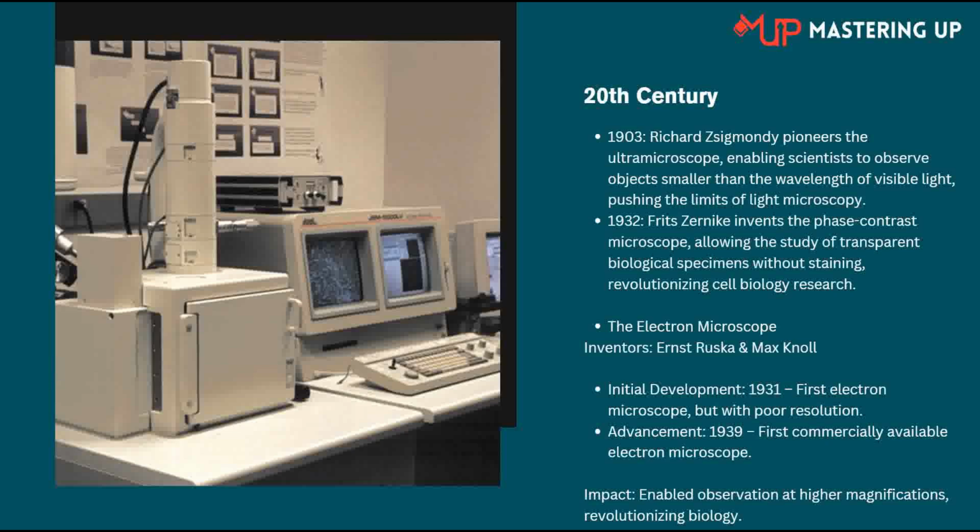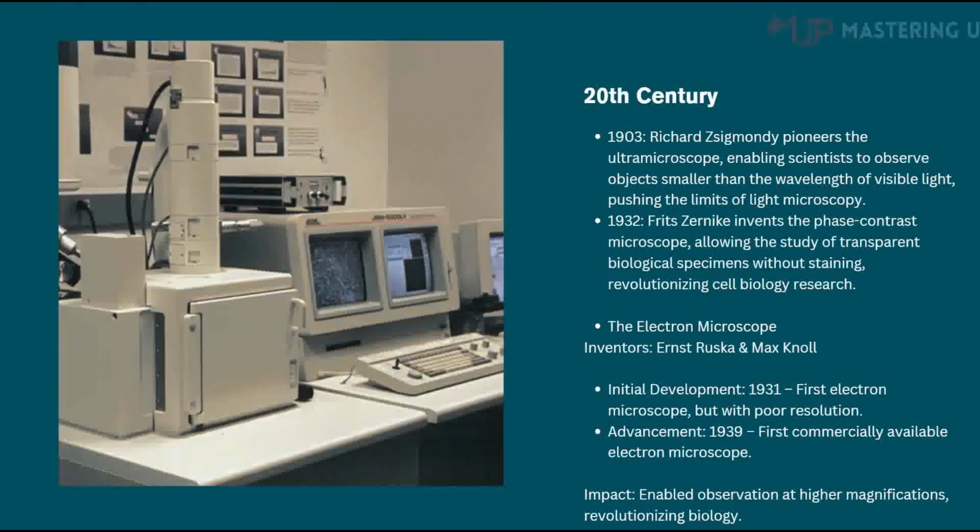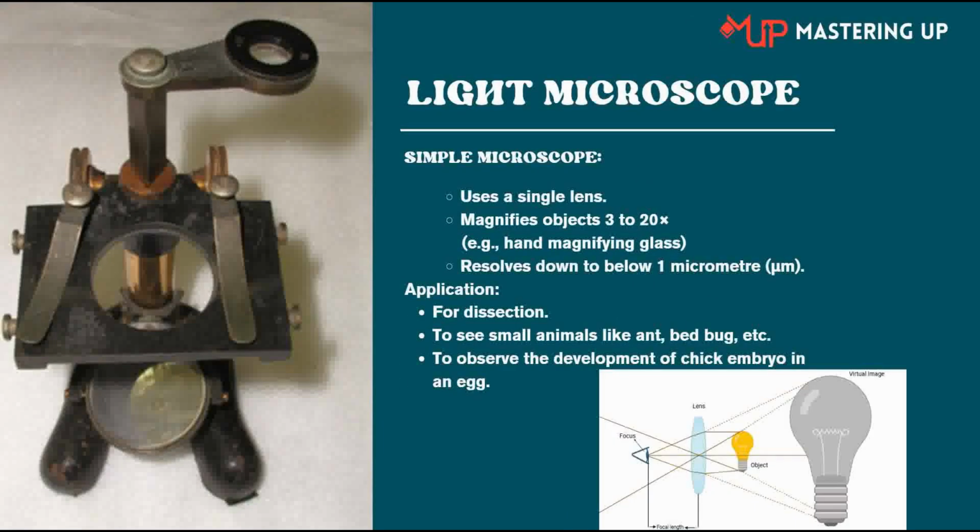In 1931, the first electron microscope was developed, but it had a poor resolution. Later in 1939, the first commercially available electron microscope was developed. This enabled observations at higher magnifications. Now let's move on to the light microscope in detail. Before entering the principles of the light microscope and how they work, let's see the basic types of light microscope.